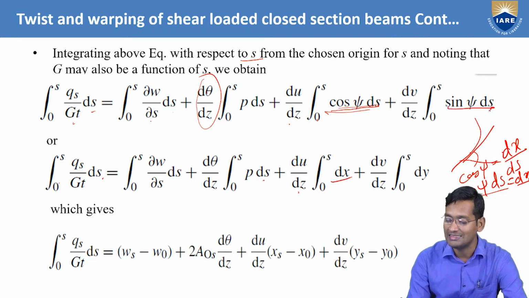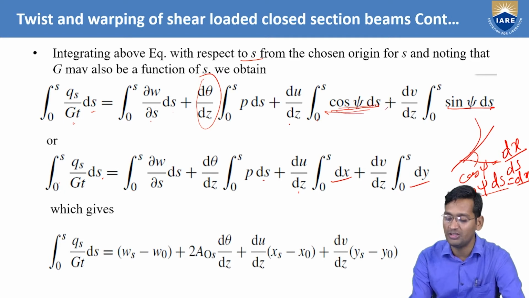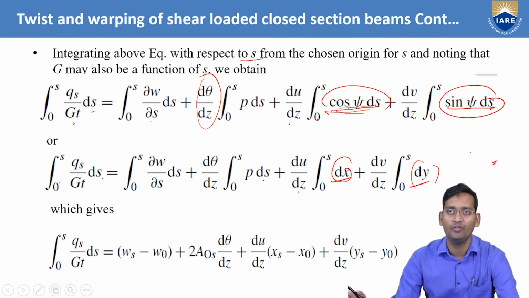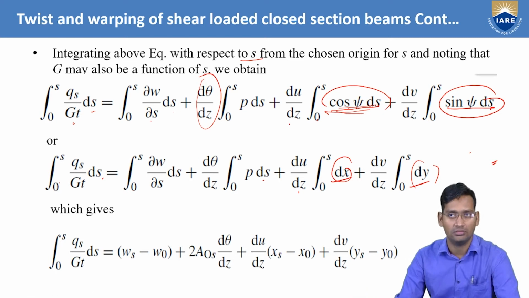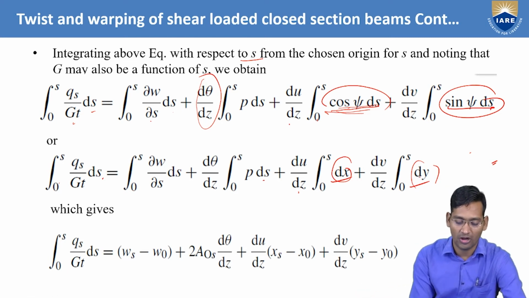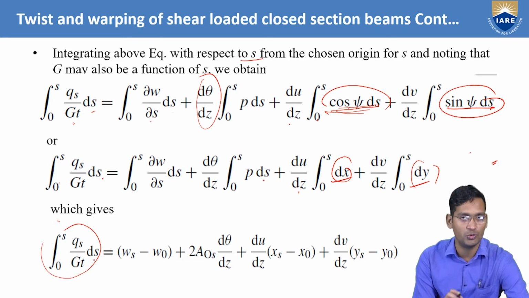Similarly, sin psi ds is dy. Right. So in this term we replace this with dx and this term with dy. Remaining everything is the same. Now we don't have psi, right? Cos psi and sin psi are gone, so now we just have to integrate. So after integrating and substituting the limit, what will we get? This part we are just keeping: integral 0 to s of qs by Gt into ds.